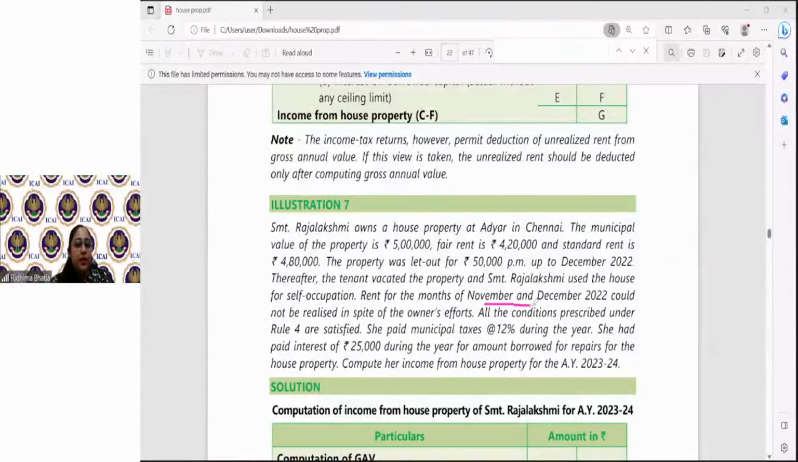Rent for the months of November and December could not be realized in spite of the owner's efforts. That means this is unrealized rent. All the conditions prescribed under Rule 4 are satisfied. That means she made all efforts to recover the unrealized rent, but everything went in vain. She paid municipal taxes at 12%. Municipal taxes, guys, would always be 12% of the municipal valuation. She had paid interest of 25,000 during the year for the amount borrowed for repairs for the house property. Compute the income. Let's compute it, friends.